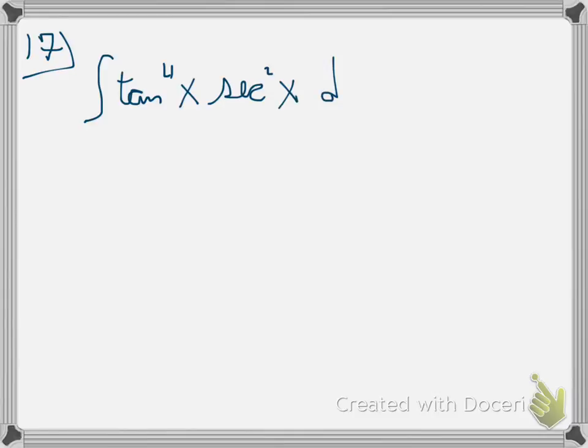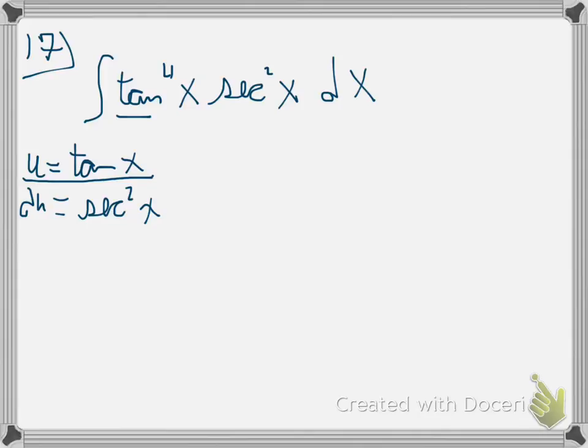Number 17. Again, they want us to integrate tangent to the 4th power of x secant squared x dx. Now, hopefully you realize that the derivative of tangent is secant squared. So we just let u equal tangent of x, du equals secant squared of x. I wish there was an easier way I could just tell you to look at this and say, oh, tangent, secant squared. Sometimes experience is the only thing that matters.